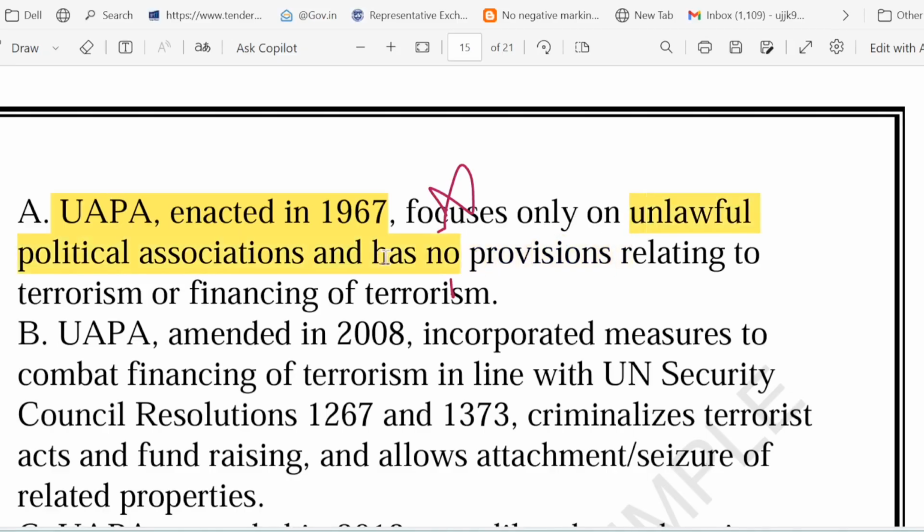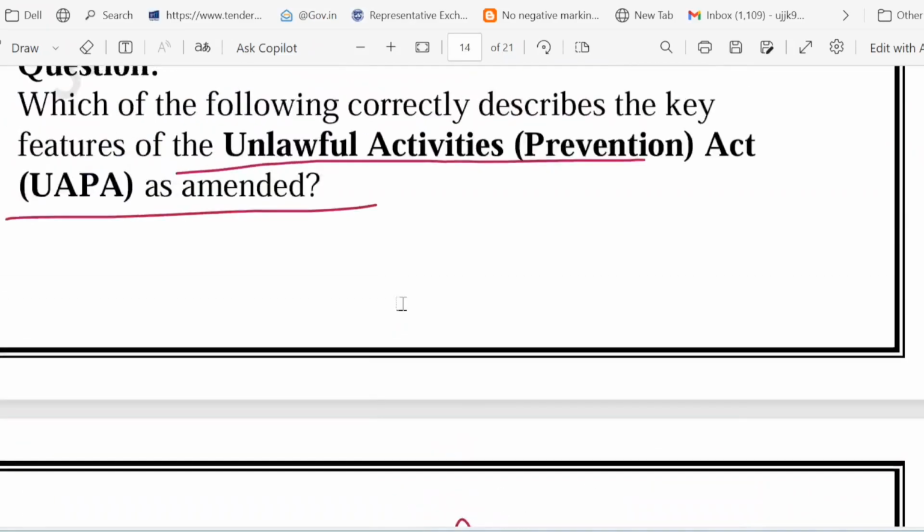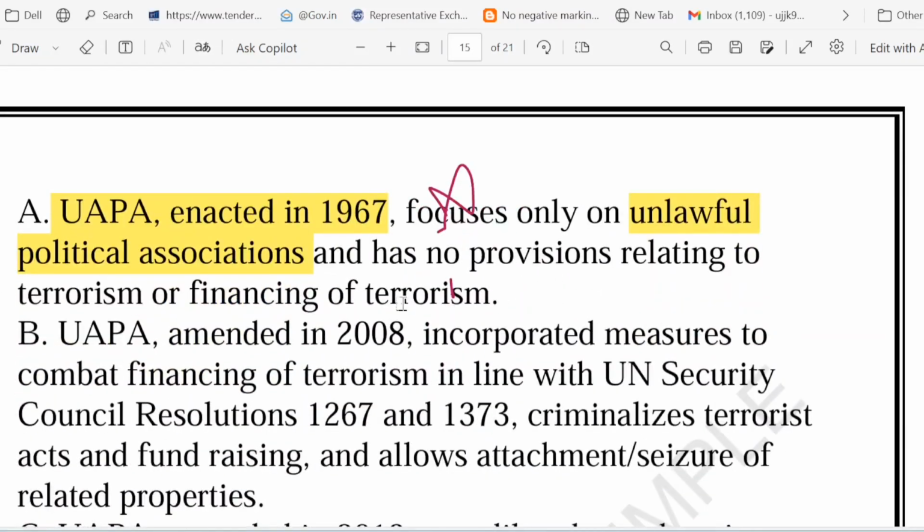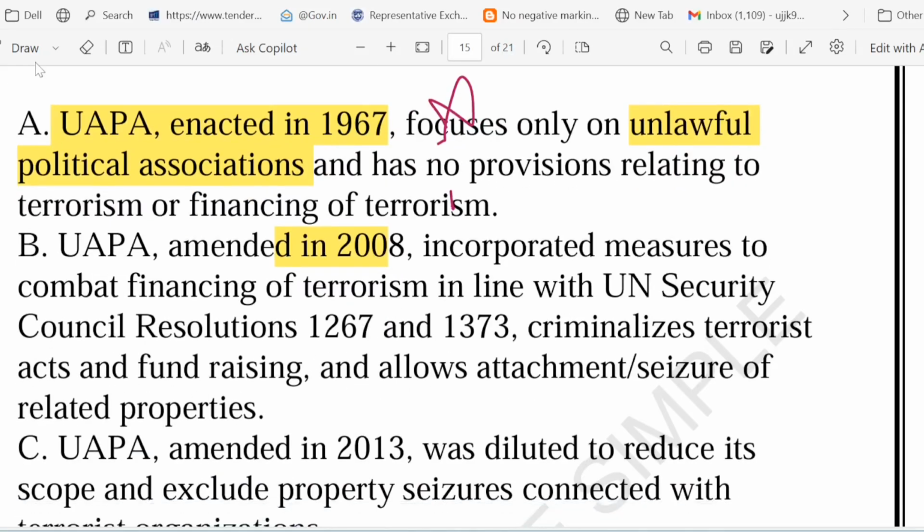The full form itself says unlawful. What is the full form? Right, Unlawful Activities Act. So it was enacted in 1967 to deal with unlawful political association, but later it was expanded. After the 2008 amendment, terrorism and terrorist financing became a major part of the act. So two things, right? Let me write it down. So two things became the major part. The first thing is terrorism, right?